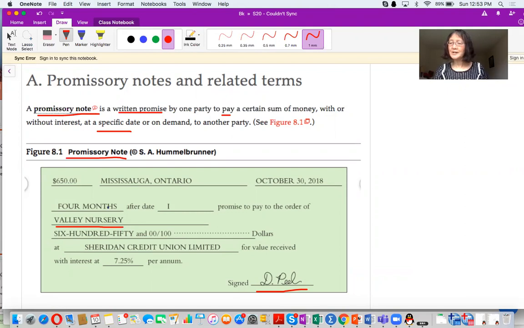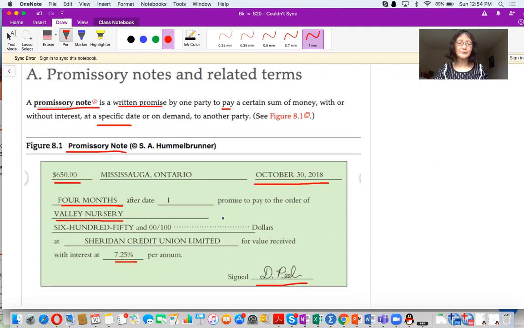A face value of $650. This is the face value. At an interest rate of 7.25% per annum. And the date issued is October 30, 2018. And the term of the note is 4 months. So this is an example of a promissory note.